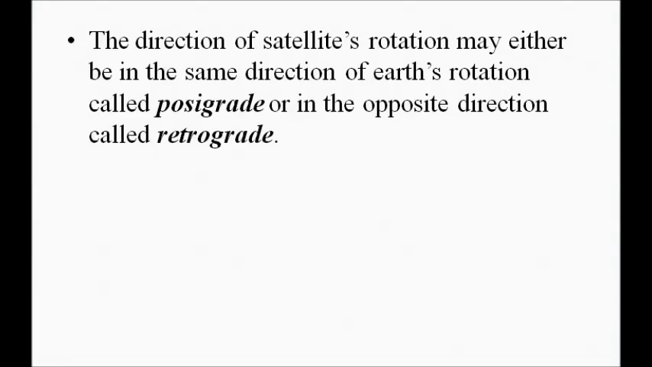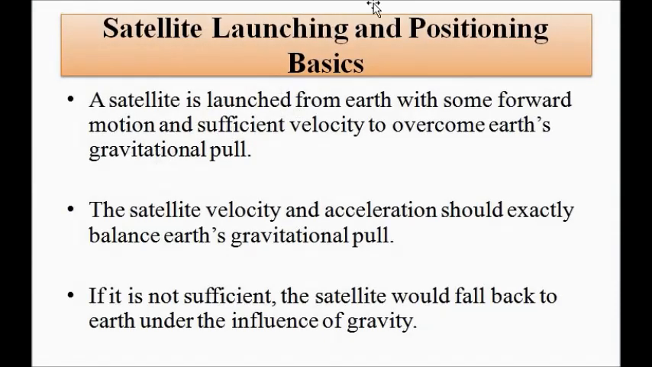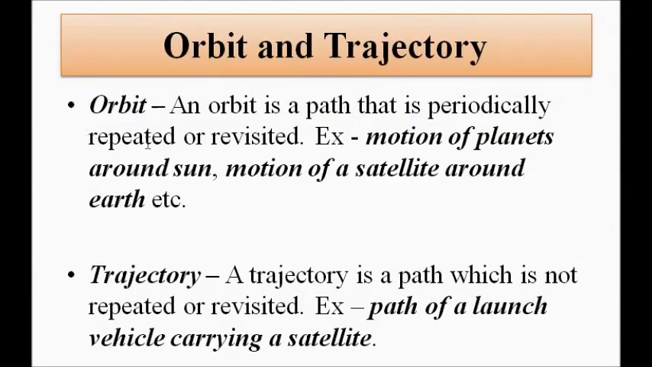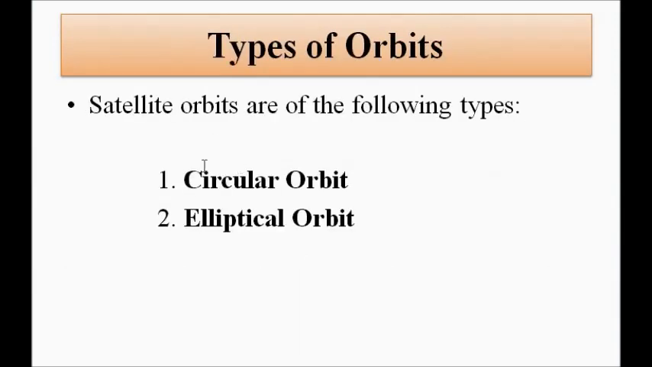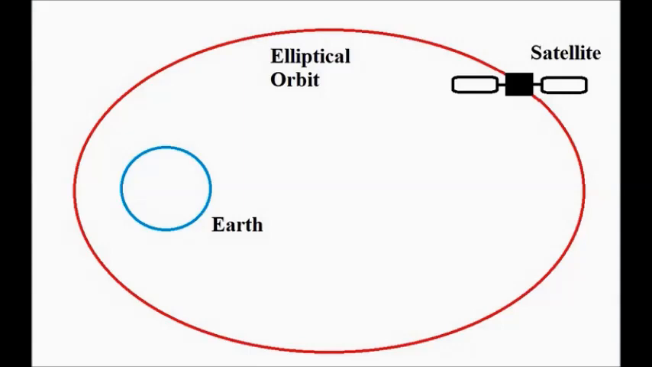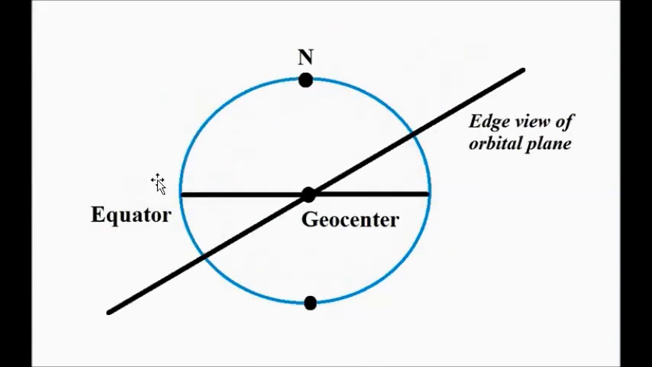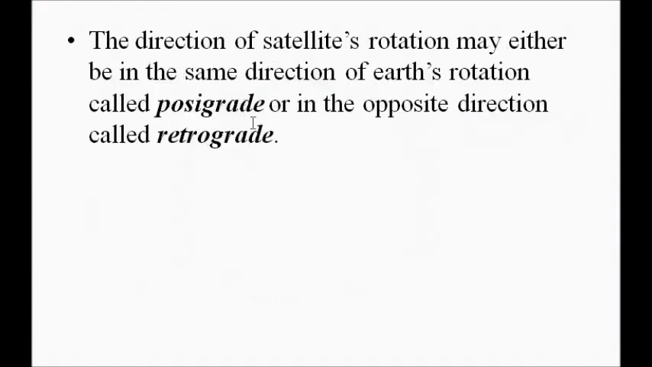Okay, so these are some of the basic concepts related to satellite orbits. First, we discussed launching and positioning. The satellite has to be given some forward velocity, which should be more than the gravitational pull of Earth, otherwise it will fall back to the surface of the Earth. Then we discussed orbits and trajectories. Orbit is a well-defined path which is continuously revisited. Trajectory is a one-time path, it will not be taken again. Then the types of orbits, circular and elliptical orbits. Then the concept of orbital planes, the side view or edge view of the orbital plane, and the concept of posigrade and retrograde. So these are some of the basic concepts related to satellite orbits.